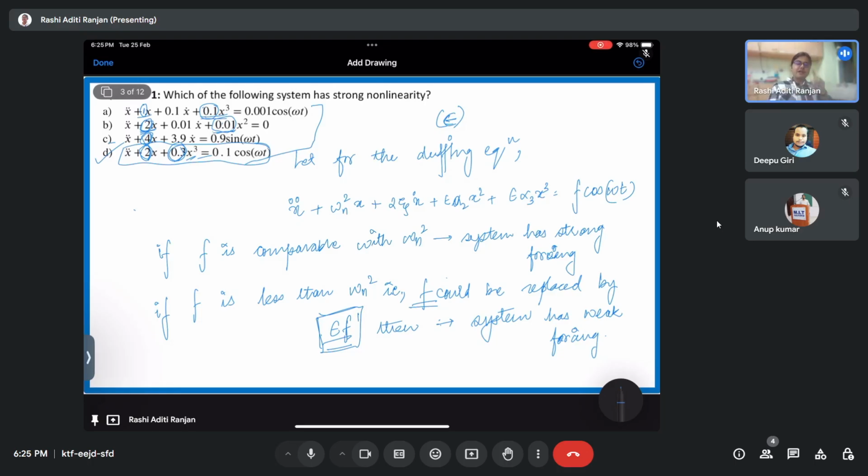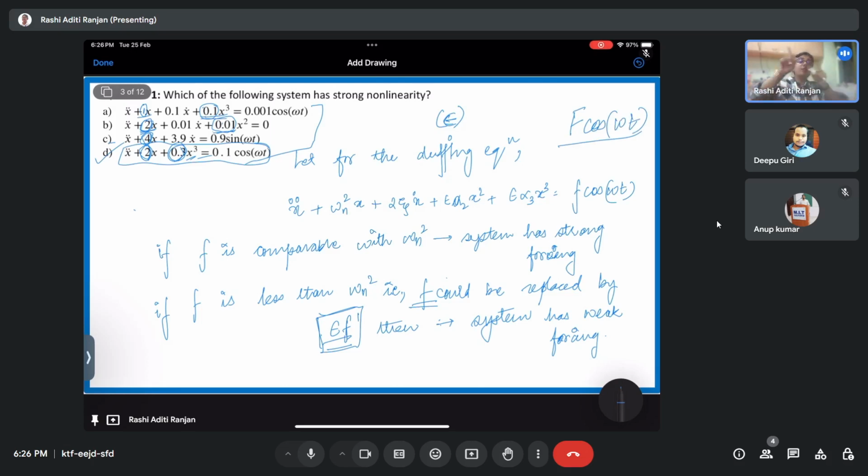So that is why I said that this is essentially a comparable term when we talk about strong or weak nonlinearity, right? However, in terms of forcing, it is different. You know why? Because in case of a forcing, whatever be the left hand side of the equation, the right hand side is always going to be the same. It is always going to be of the form f cos omega t, right?